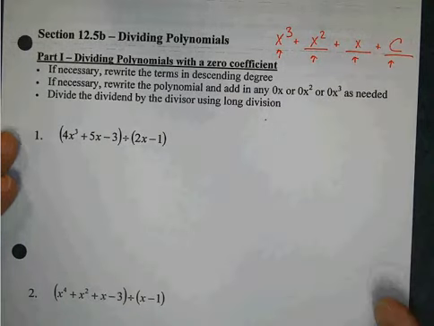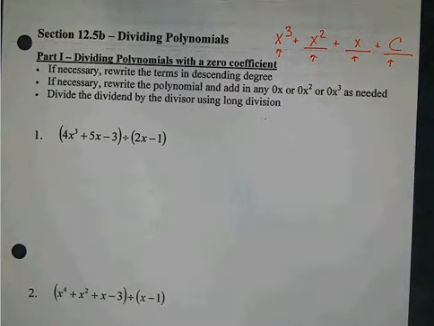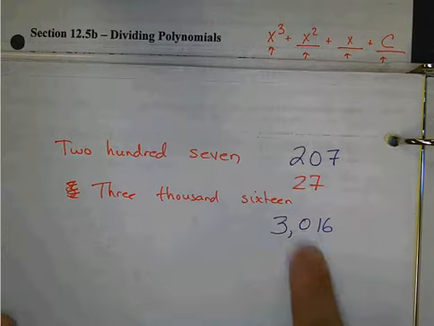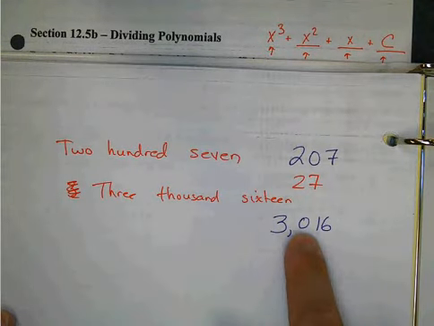Now it might be that one of those is missing. So if the x squared column is missing, where the x squared is, you put that space and you put in 0x squared. Or if the x is missing, you put in 0x. So it has a placeholder. When we're doing our long division, we don't skip it. Why? The same reason we need the 0 in the 3016, we need to have that placeholder. Otherwise, when we do our division, it's not going to add up correctly.